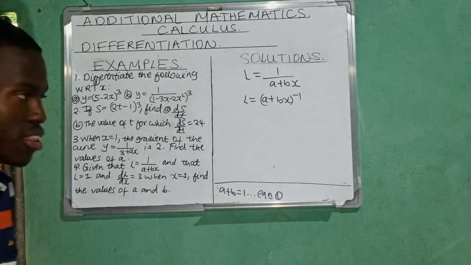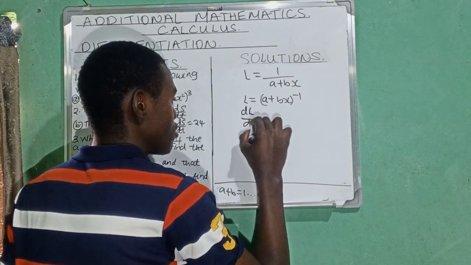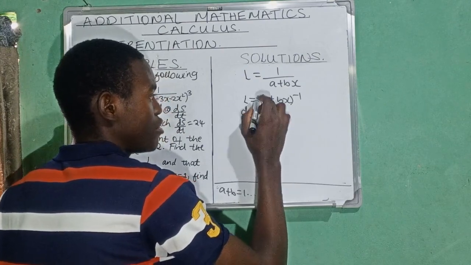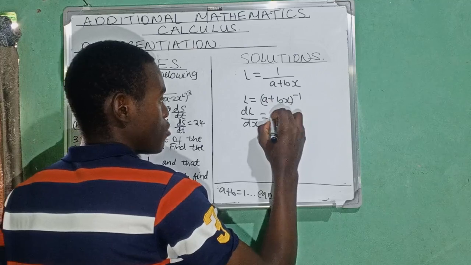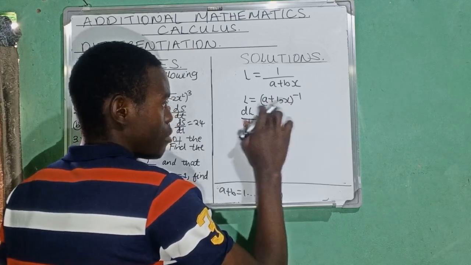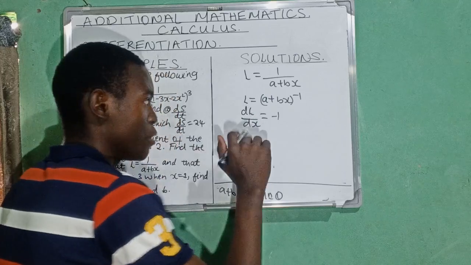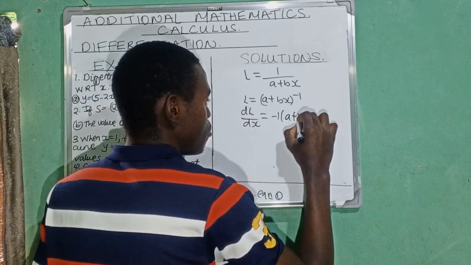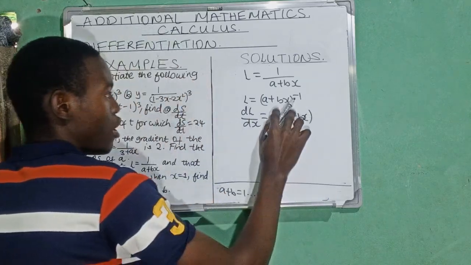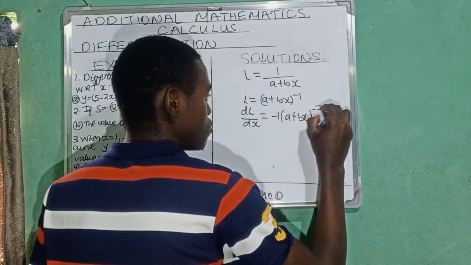Then we differentiate this. We're going to have dL/dx is equal to negative 1 multiplied by the number in front of the bracket here. It's an invisible 1, so negative 1 multiplied by that 1 will be negative 1. Then this expression in the brackets, A plus bx, is called the core. We keep it the same, A plus bx. Then we close the bracket. There's the power negative 1. The negative 1 will lose 1, it will become power negative 2.